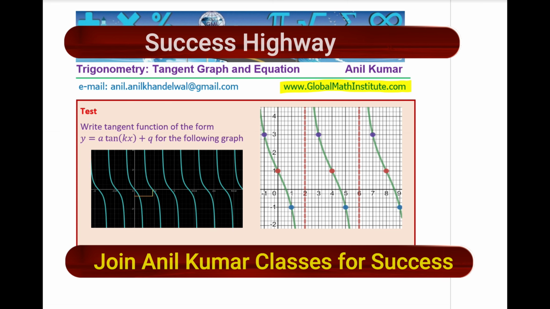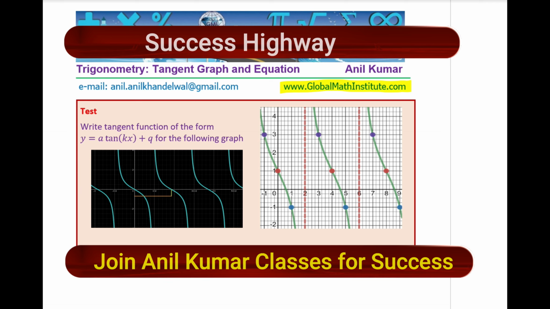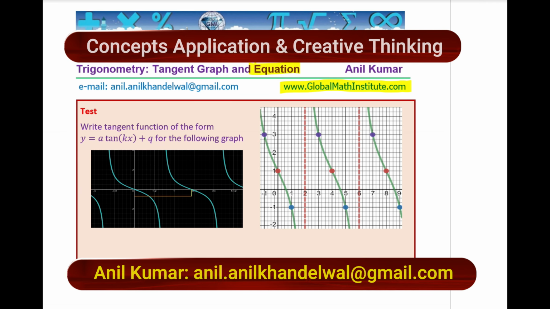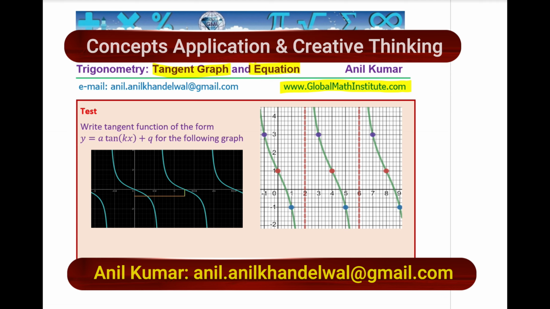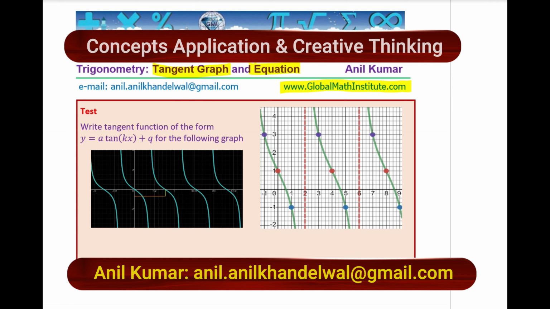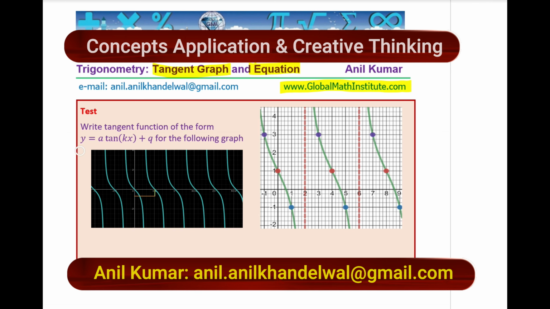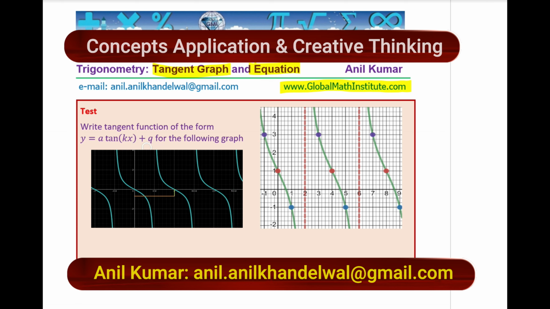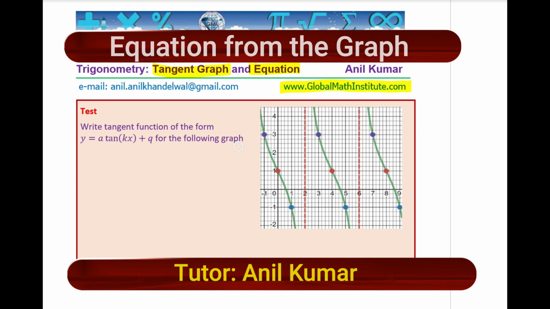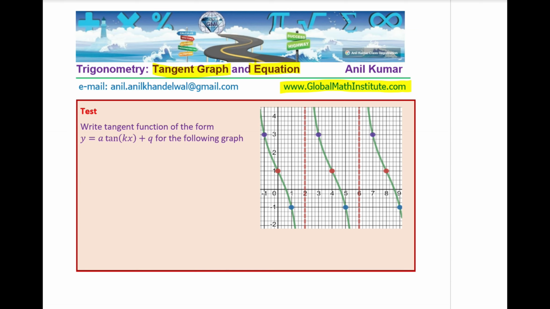In this video, we will learn how to find the equation of a tangent graph given to us. The question is: write a tangent function of the form y = a tan(kx) + q for the following graph. Here is a graph given to you with 3 critical points and the vertical asymptotes. You can now pause the video, answer the question, and then look into my suggestions.